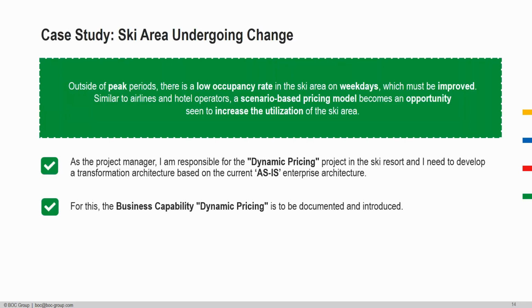So as a project manager, I'm responsible for the dynamic pricing project in the ski resort, and I need to develop a transformation architecture based on their current as-is EA, which has already been modeled by the EA team. As I said before, the plan is to introduce a new business capability called dynamic pricing, which we need to document and introduce, and we also need to see how the architecture is going to change to support the introduction of a new capability at the ski resort.